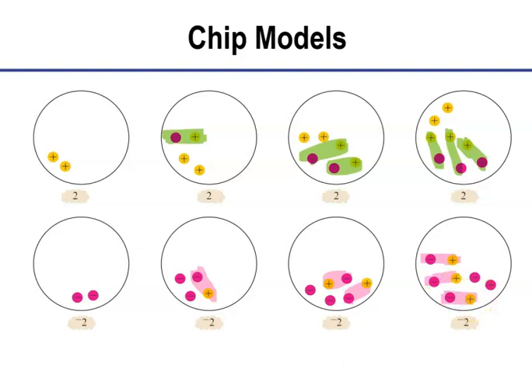So there's an infinite number of ways with these chip models to represent a particular number, keeping in mind that, again, yellow with the pluses represents a positive number, red with the negatives represents a negative number, and if you have a single positive and a single negative, they are net 0.